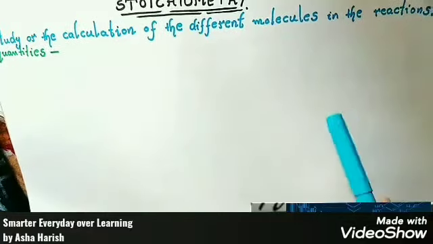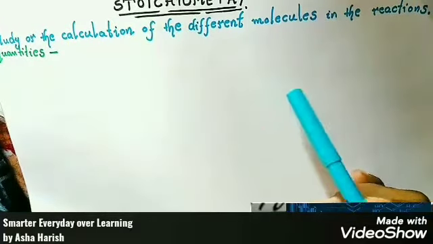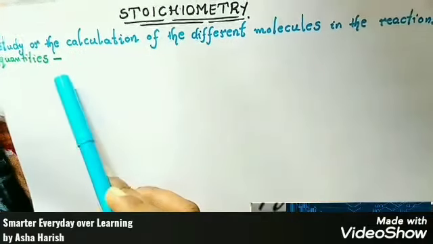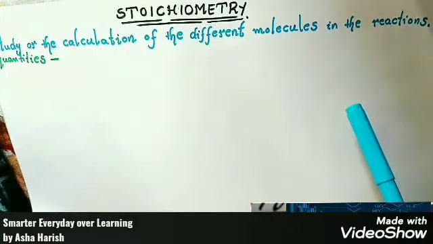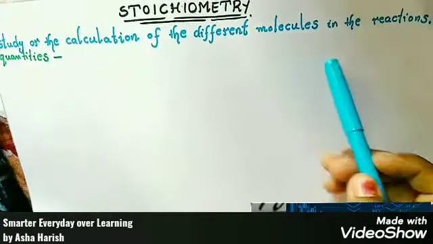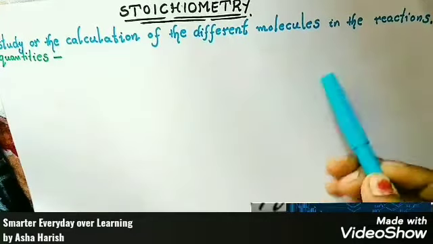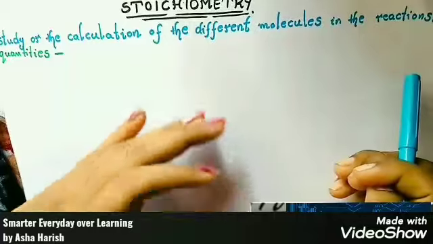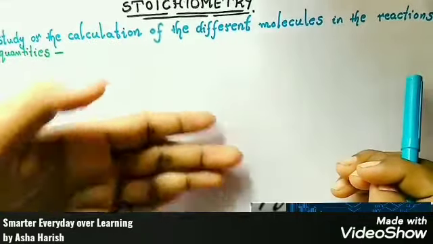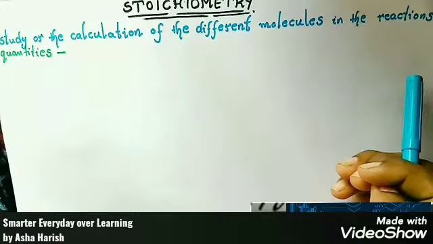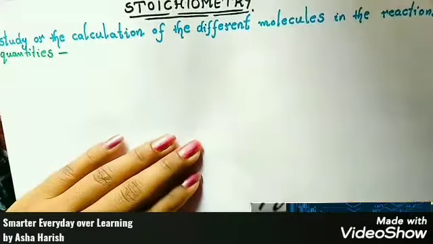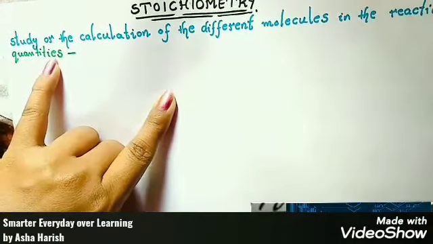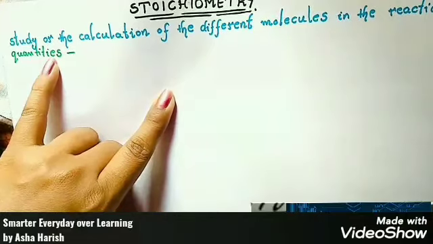That means in any chemical reaction there must be reactants and products. So you have to find out the quantities of the reactants and the products. That means how much amount of reactants are participating in the reaction, and finally how much amount of products will be formed in that reaction. Like that you have to analyze that chemical reaction. That is known as the quantities of the reaction. So students, let's start the class.